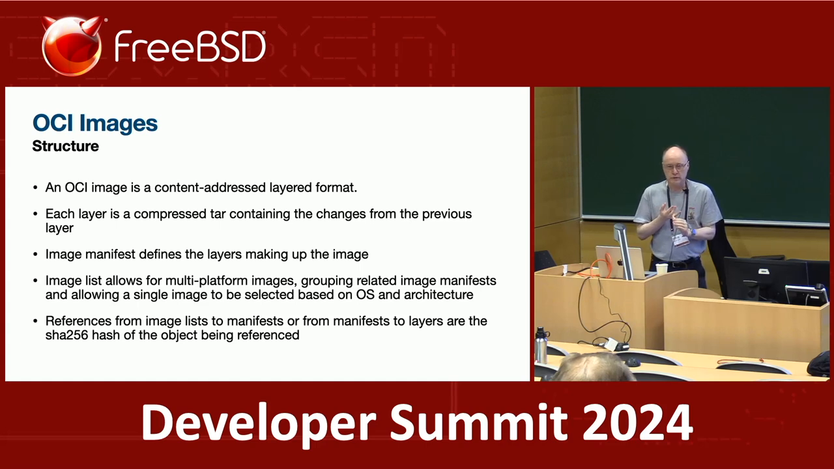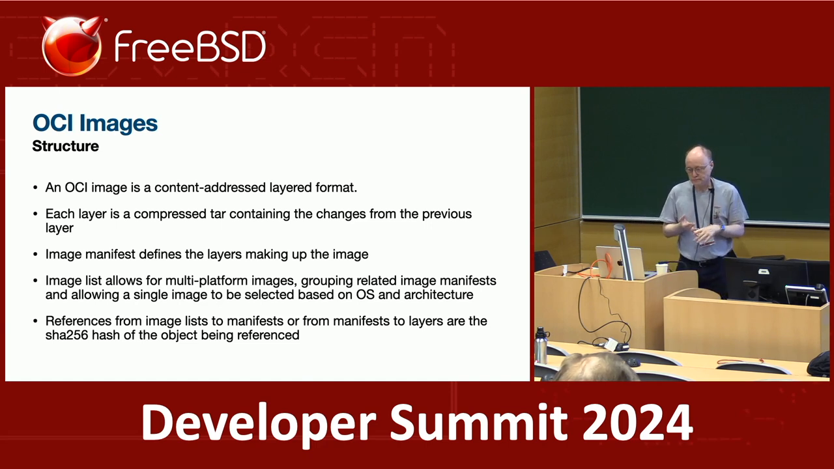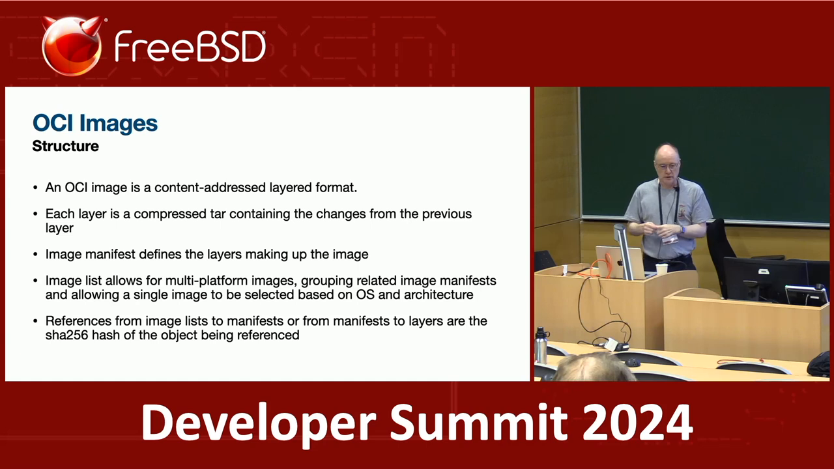Then you can combine those manifests into image lists. Supposing I want an image that's going to run on all the FreeBSD Tier 1 platforms, maybe supporting different OS versions of FreeBSD as well. I could build an image list that lists the hashes of the manifests of the different implementations, like an x86 version of the image, an ARM64 version of the image, a RISC-V version of the image, and it lists those different hashes and lets the container engine pick the right one when you try and run the image. So image lists allow you to make what appear to the user to be multi-platform images.